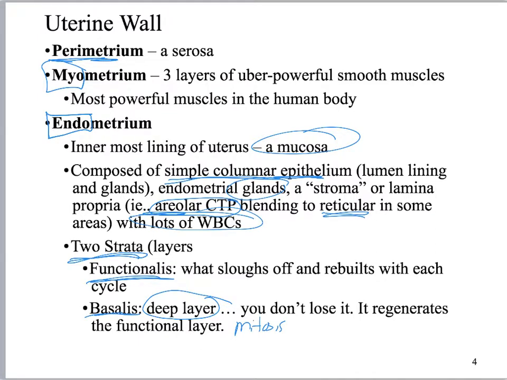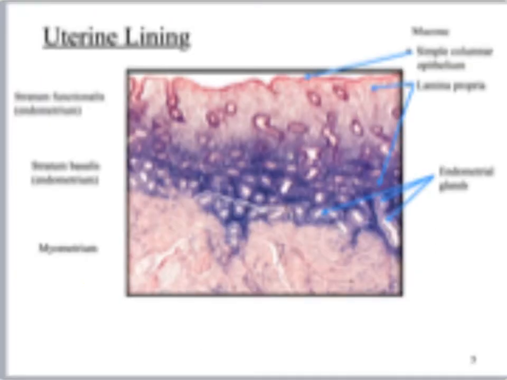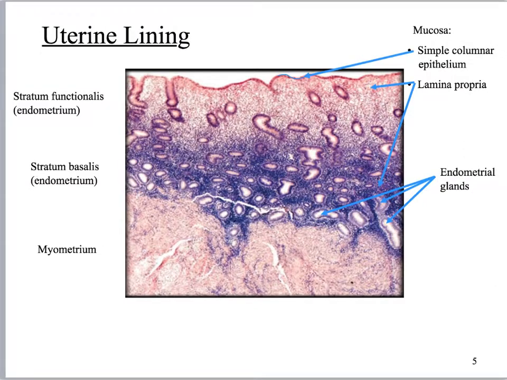Next slide. Here we're looking at a histology slide of the uterus, and I'd like you to be able to identify it and know the structures. You can see the simple columnar epithelium of the mucosa. You can see the lamina propria here, and lots of different little glands. This is the endometrium right here, where you've got epithelium and glands. Where you don't have epithelium and glands, you have the myometrium. Next slide.